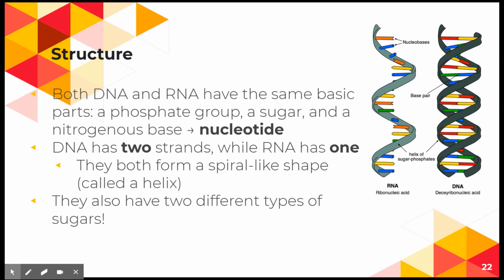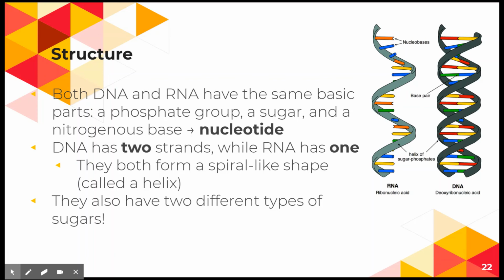So both DNA and RNA have the same basic structure. They have 3 parts: a phosphate group, a sugar, and a nitrogenous base. Together, these 3 parts make up what is called a nucleotide. DNA has 2 strands, while RNA has 1. They both form a spiral-like shape, which is called a helix. If you look at this picture, you can see that RNA forms the same shape as DNA, except RNA has 1 strand and DNA has 2.